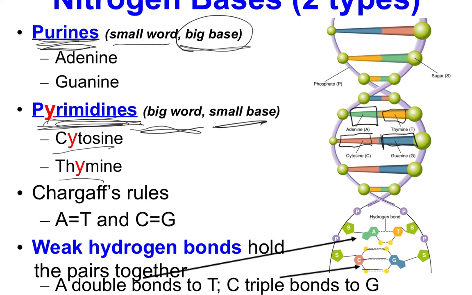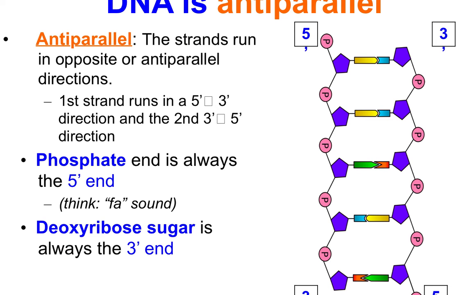But for now, we just want you to know that adenine and thymine form these double bonds, and cytosine and guanine form these triple bonds. And these are the rules and how they're paired. They're hydrogen bonded in the center of the helix.